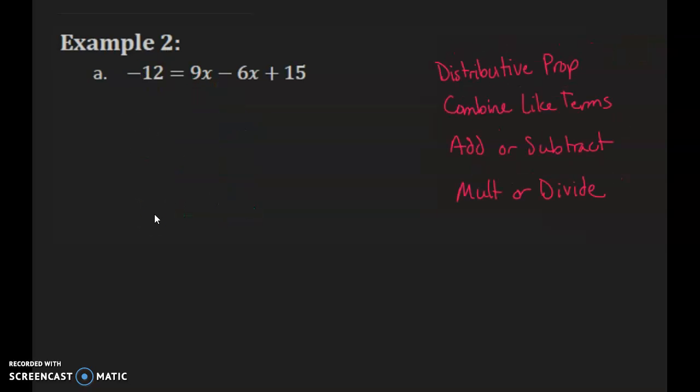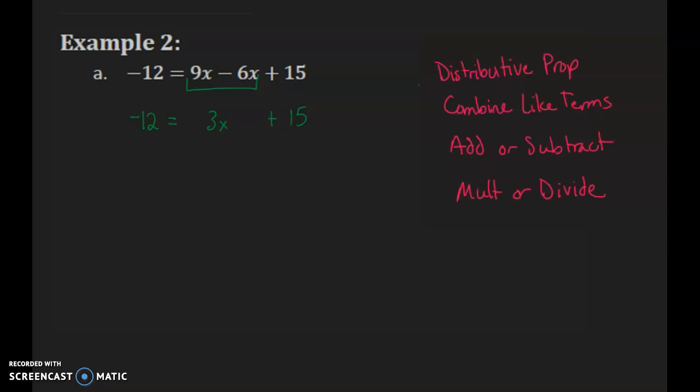All right, let's look at example 2. We don't have any parentheses, so we don't need to do any of the distributive property. Combining like terms we can do. Right here we have 9x minus 6x. They both have an x, so they are like terms. So I'm going to keep the negative 12. 9x minus 6x is 3x. And then I still have plus 15.